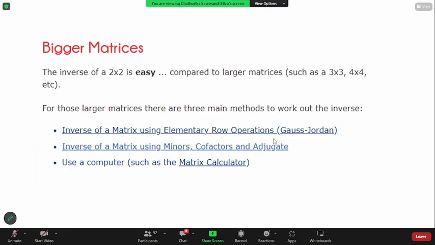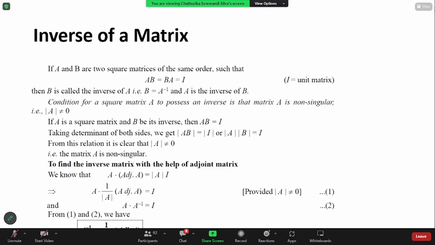There is another method called elementary row operations. After completing the matrix lectures, I will be doing a short lecture on these elementary row operations. Using that method also, you will be able to find the inverse of a matrix if you have a higher order matrix like 4 by 4, 5 by 5, and even for the 3 by 3. Remember that this third method, using a calculator, is not allowed for this course.